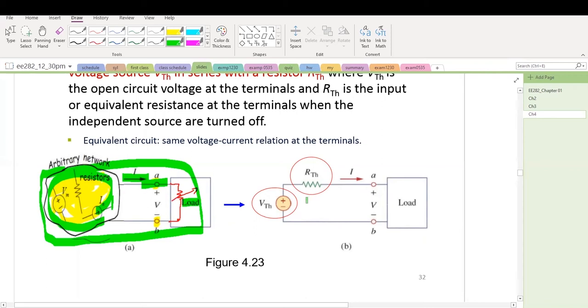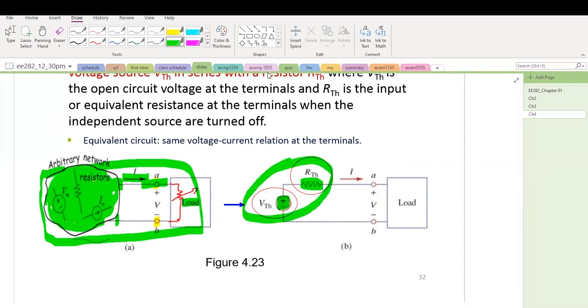The Thevenin theorem says that this portion of the circuit, no matter how it is connected or what the structure is, can be transformed into an equivalent of a voltage source in series with a resistor. So in that case, this whole complicated circuit can be replaced by just two elements.